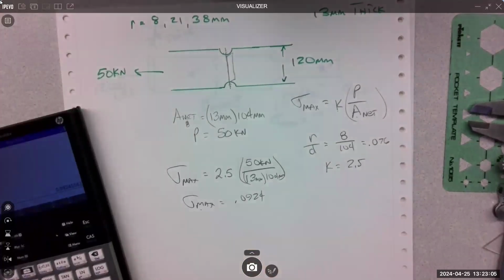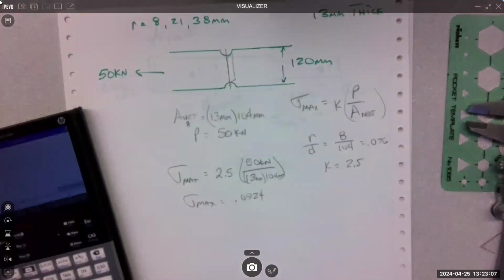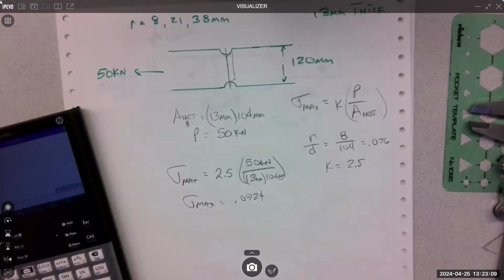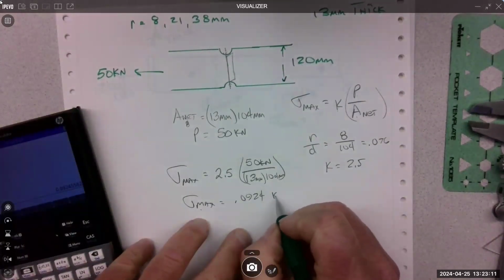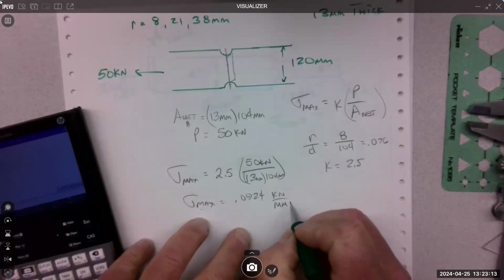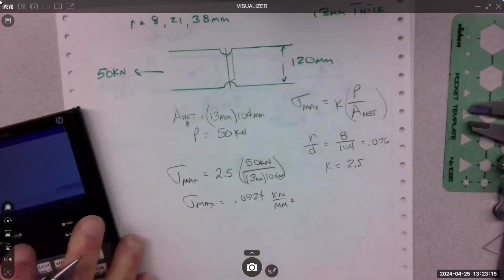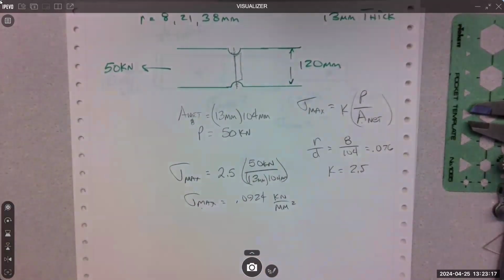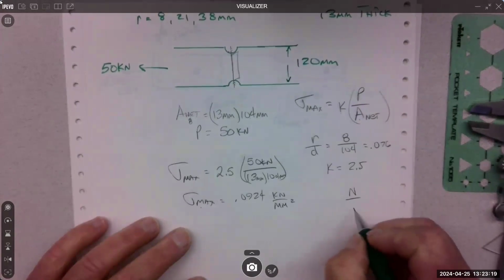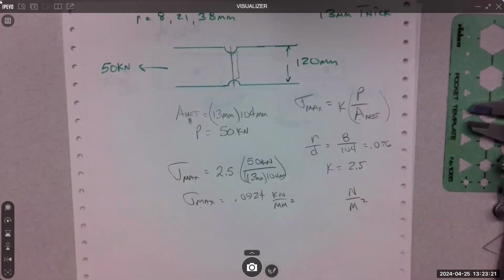So I get 0.0924, and what are my units? Yeah, so that's a kilonewton millimeter squared. And what is a Pascal? Yeah, I was going to tell you that. Newton per meter squared. So if I want to get it to pascals, I got to get my kilonewtons to newtons. That's what I did. Good. And then you got to get your millimeters to meters. And then you'll be in pascals.